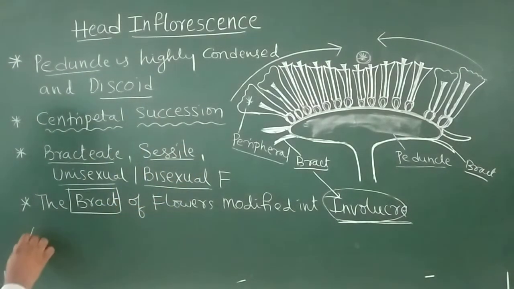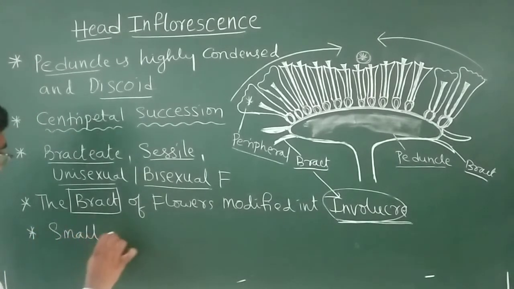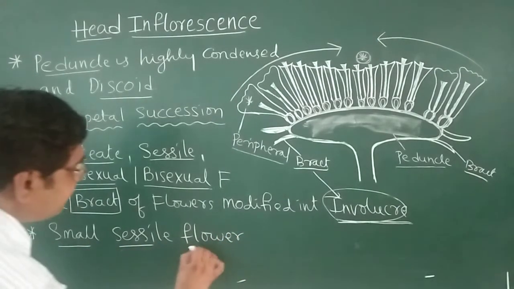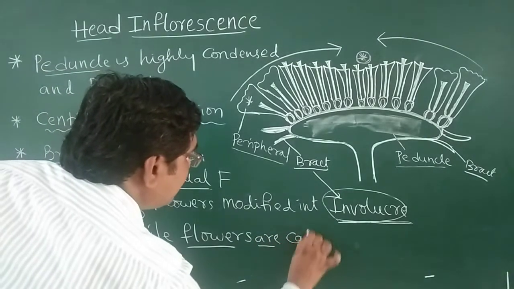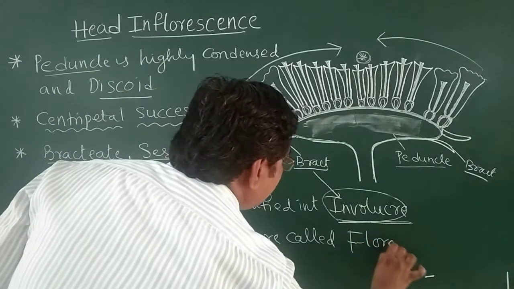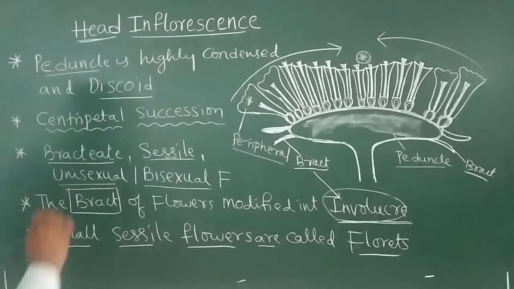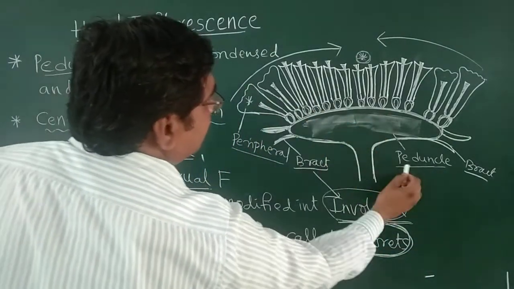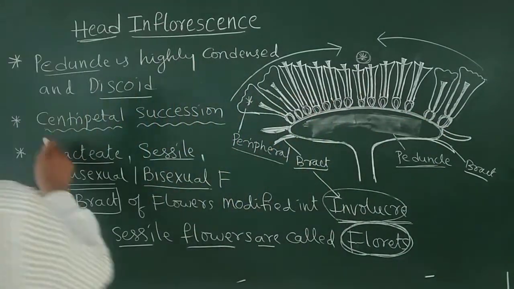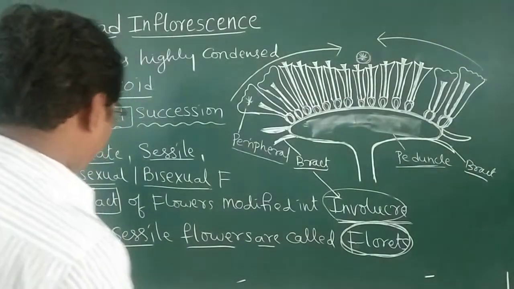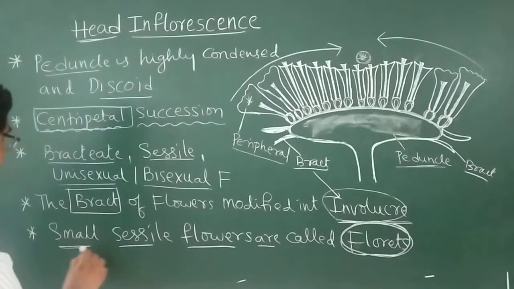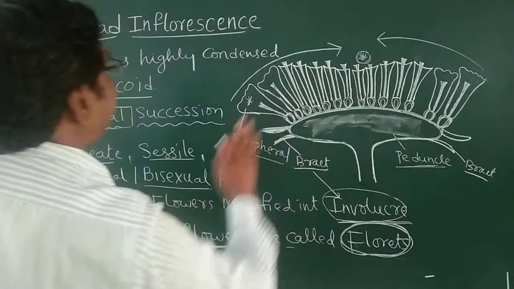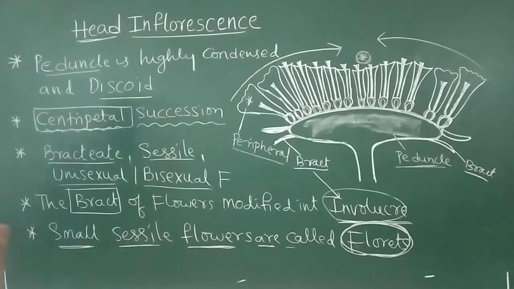So next, on the condensed peduncle, the small sessile flowers are called florets. Florets are the most important concept in the head inflorescence. These are florets, arranged on the condensed peduncle in the centripetal manner. On the condensed peduncle, the small sessile flowers are called florets. The presence of florets is the main characteristic feature of the head inflorescence.